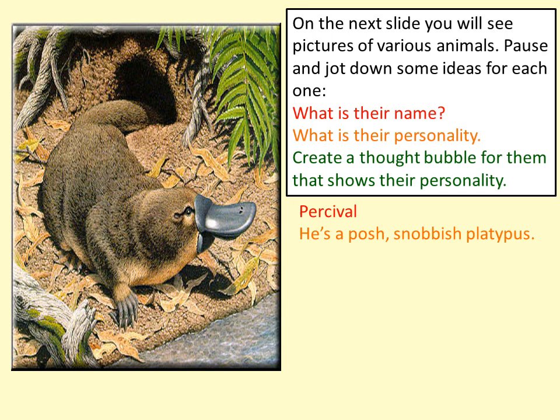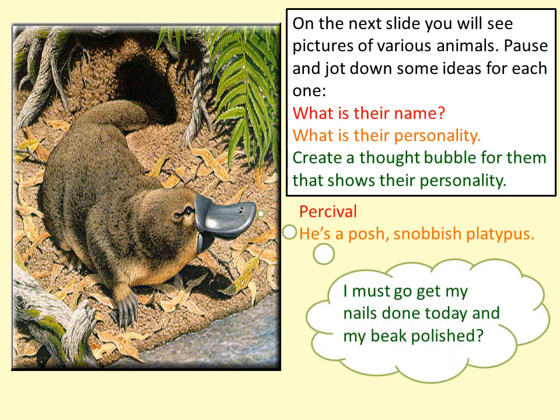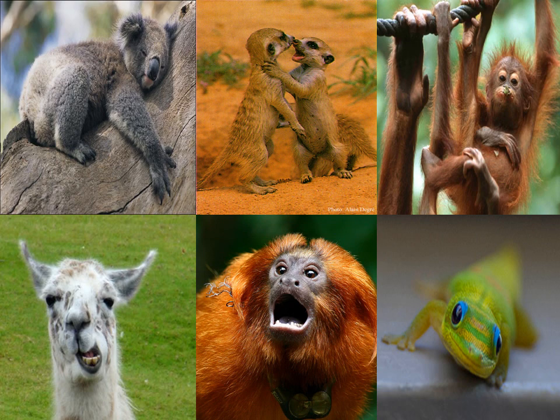So I've got an example for you here. His name is Percival. He's posh and he's snobbish and he's a platypus. His thought bubble: I must go to get my nails done today and my beak polished. So now you're going to do that for the 6 animals on the slide. Pause the video to do this now.